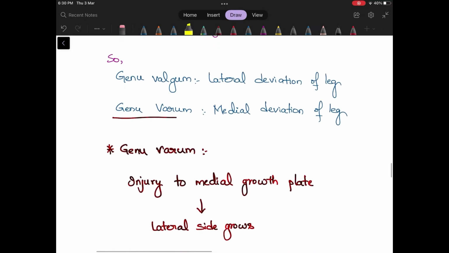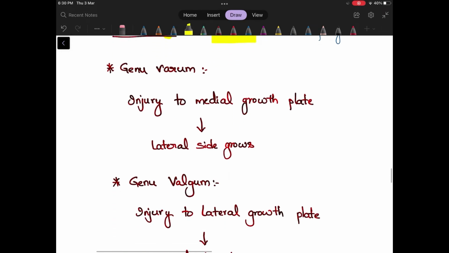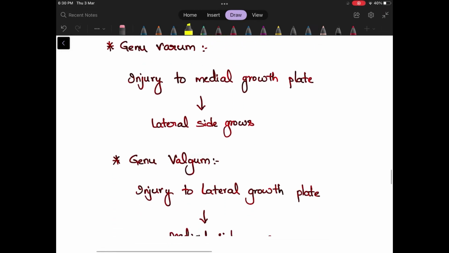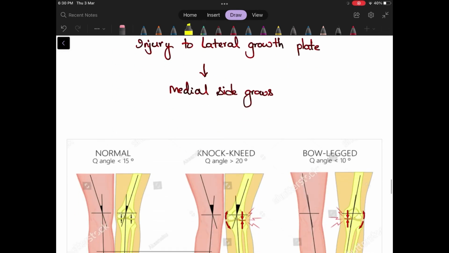I'll explain this here. See, Genu valgum, as I've said, AL, immediately it becomes lateral. Lateral deviation of the leg is Genu valgum. Varum, near. If something is moving near to the midline, what does it become? It becomes medial. So, medial deviation of the leg. And you have to understand the pathology, why this is happening. What happens in Genu varum, what happens in Genu valgum.